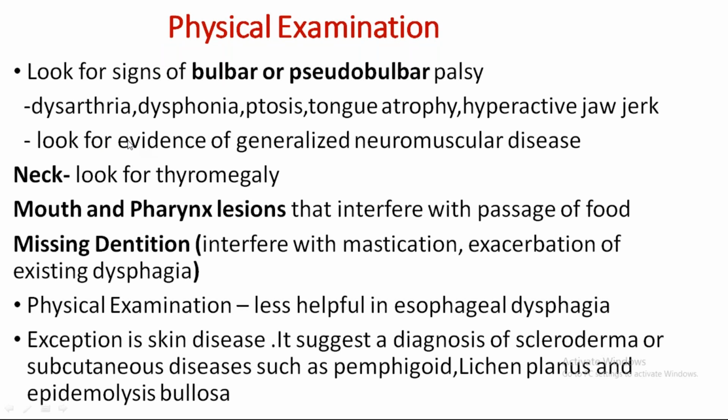So when we examine the neck, look for thyromegaly, which may obstruct the food pathway. Look for mouth and pharynx lesions, and look for missing dentition. When there is missing dentition, there will be interference with food mastication and exacerbation of the existing dysphagia.